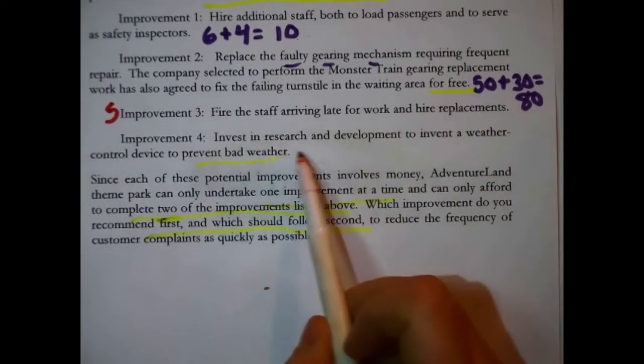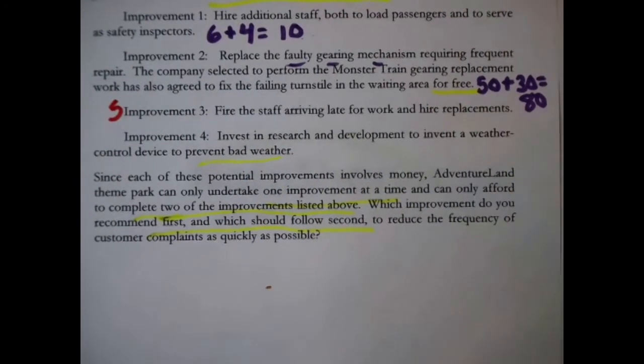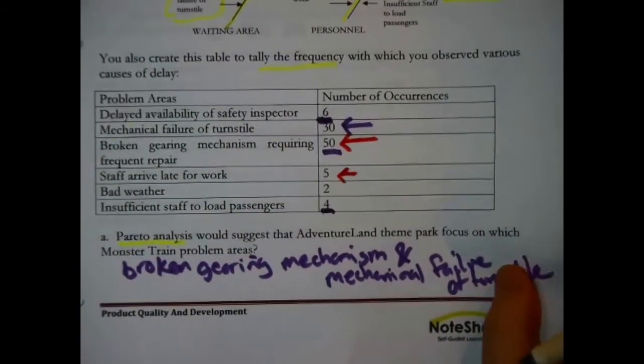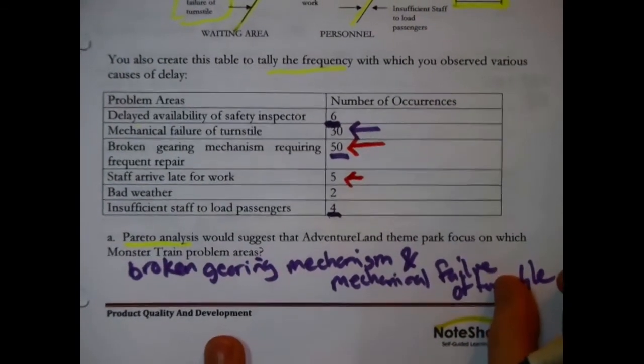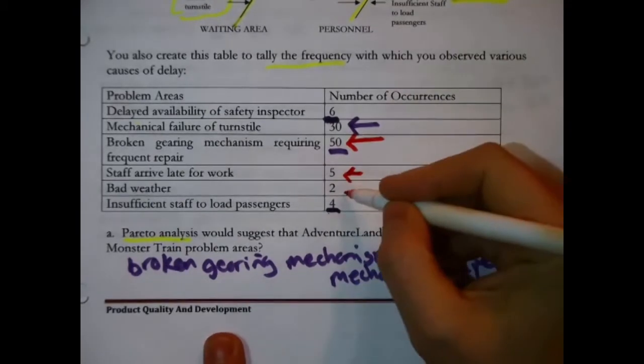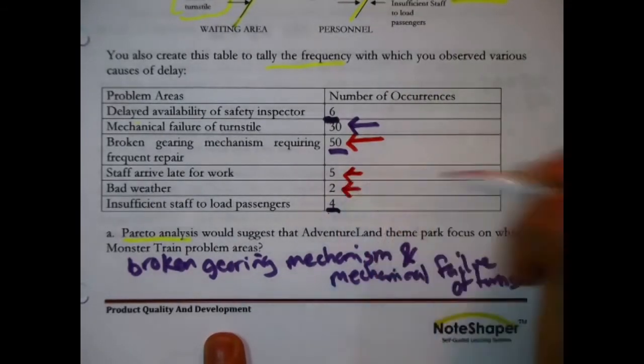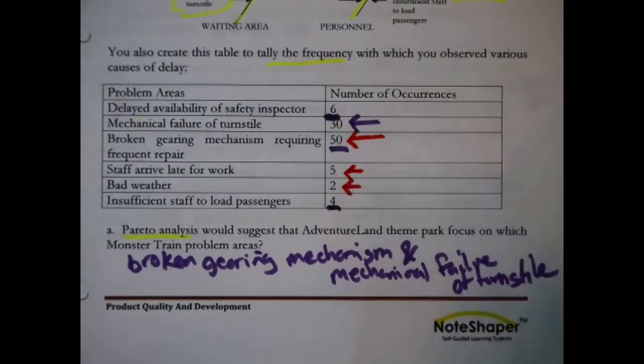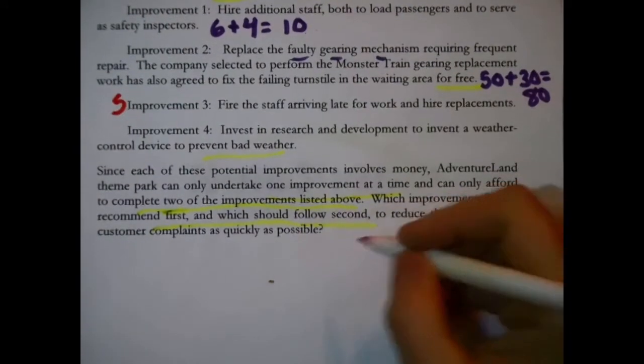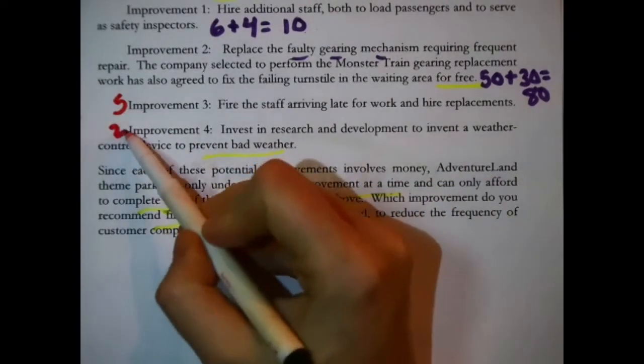Invest in research and development to invent a weather control device. Well, in the past, how much would that have helped if they could in fact actually control the weather? Well, then they wouldn't have had bad weather, and bad weather was responsible twice over the 10-week observation period. All right, well, then I will give it credit for that. That one's 2.